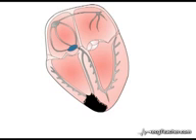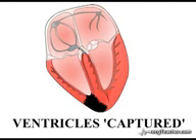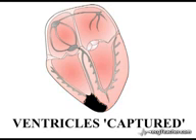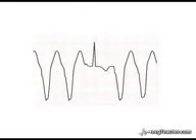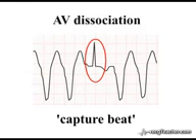The SA node discharge therefore depolarizes the ventricles through the normal pathway of the conducting system, generating a QRS complex of normal duration. Recognition of a normal QRS complex in a run of broad complex tachycardia, a capture beat, is strong evidence of AV dissociation.